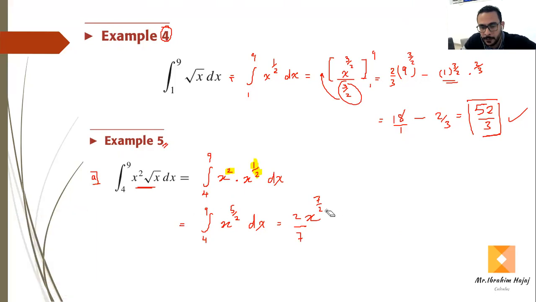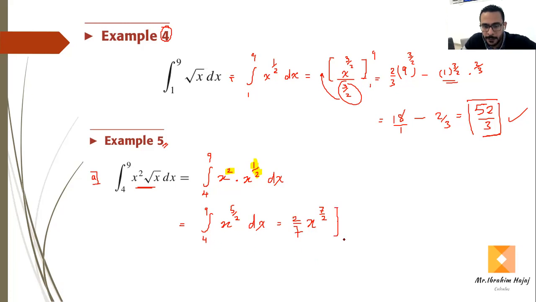Again, guys, add 1 to 5 over 2 and divide by the new exponent. The x to the power plus 1 here gives 7 over 2. I should divide by 7 over 2, but the denominator of the denominator is the numerator, so it becomes 2 over 7. Don't say plus c. There is no plus c here.